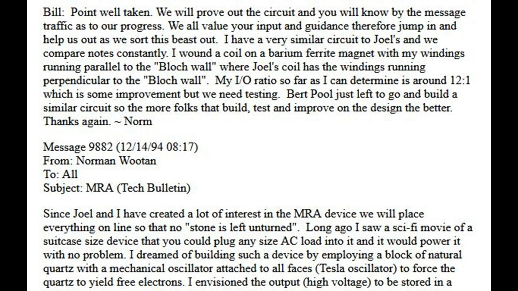I wound a coil on a barium ferrite magnet with my windings running parallel to the block wall, where Joel's coil has the windings running perpendicular to the block wall. My I/O ratio so far as I can determine is around 12:1, which is some improvement, but we need testing. Birdpool just left to go and build a similar circuit, so the more folks that build, test and improve on the design the better. Thanks again.